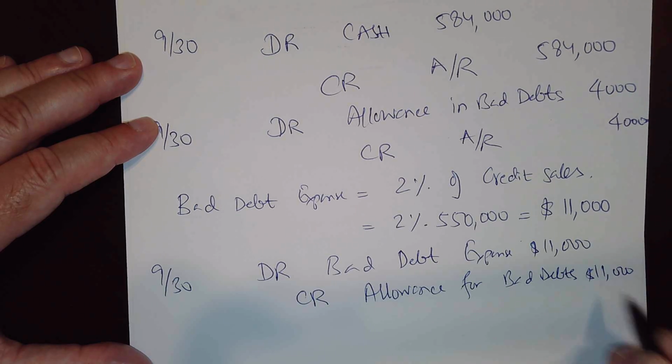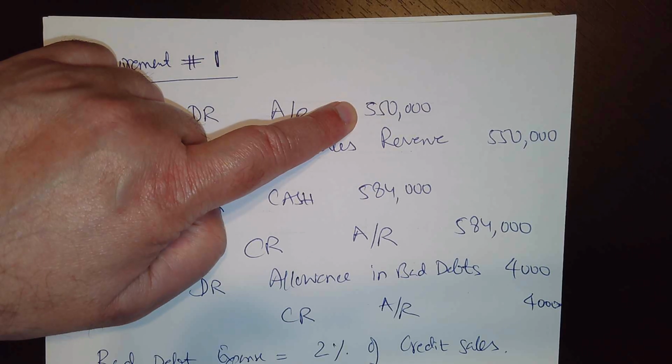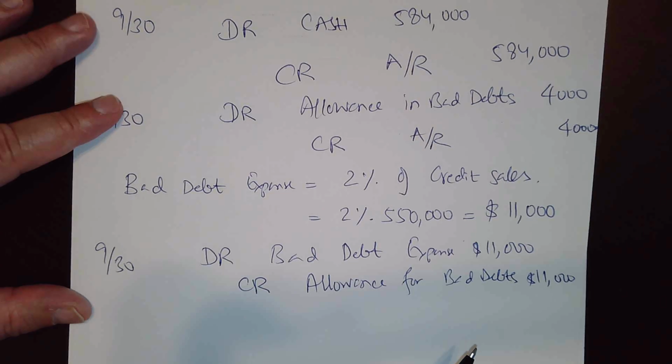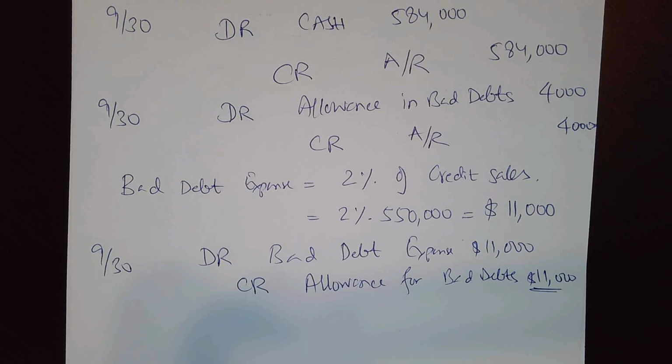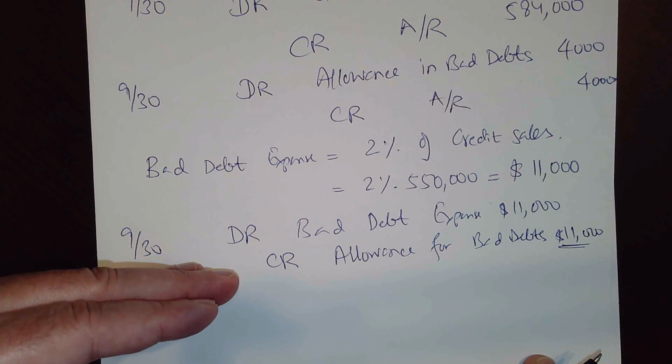So what this $11,000 means is that, of the $550,000 sales we have just made on account, we might not be able to collect $11,000 from our customers. This is not a fact, it's just our estimate. It could be higher than $11,000, exactly $11,000, or less than $11,000. So once we enter this information in our system, how does it look?